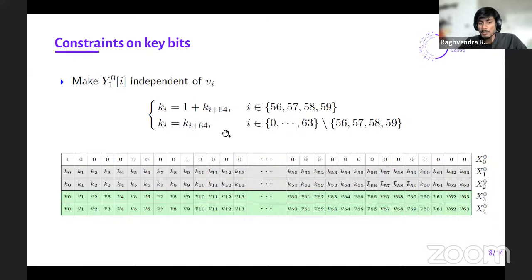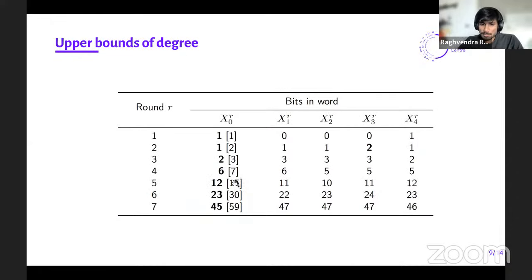Now again, we compute the bounds on the algebraic degree. Here we observe that for 7 rounds, earlier the degree was 59, and now it drastically reduced to 45. So this is still within the practical range. Also, after 2 rounds, we find that there is only one word 3 which contains quadratic terms. So if we put some conditions on this again and linearize it, then we can reduce this degree from 45 to 32. So this is one of the distinguishers.